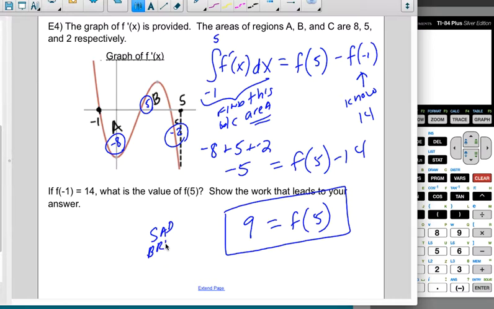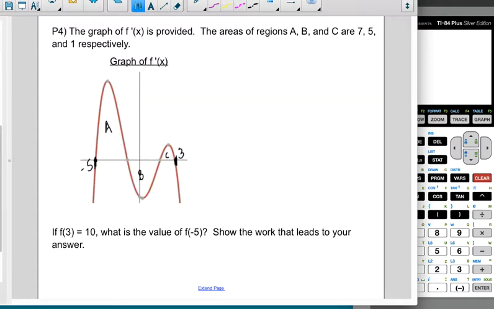All right, so anyway, that's totally what should happen when you add 14 to negative 5. Anyway, same idea. You're given that the areas of A, B, and C are 7, 5, and 1. So that's a positive 7. That's a negative 5 because it's below the axis, and that's a positive 1. Right? We're given f of 3 is 10, and we're asked what f of negative 5 is.